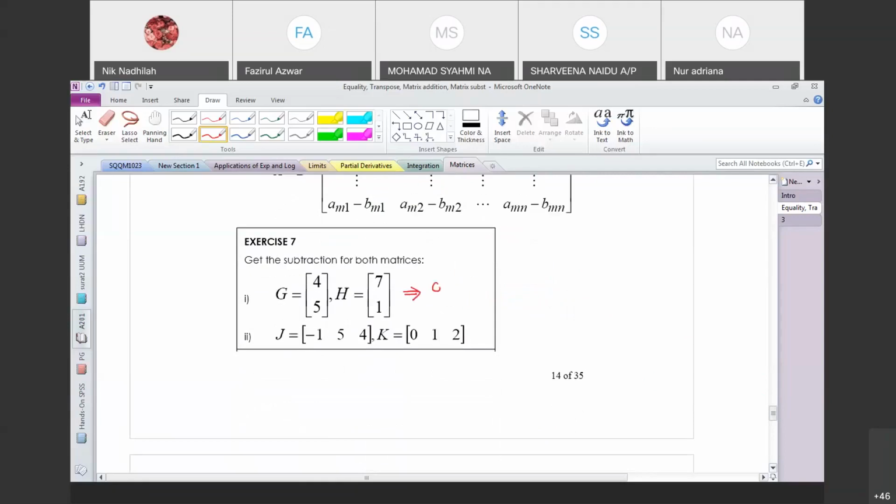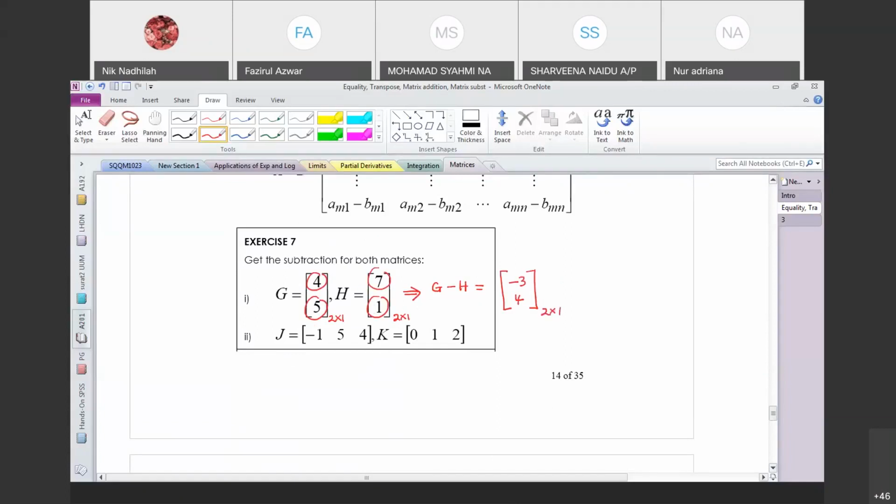For example, G minus H. Okay, first thing you must check is the order of the matrices. So this is 2 by 1 and this is also 2 by 1. You can see that both are the same order. So you can subtract. So 4 minus 7 is negative 3. 5 plus 1 is 4.